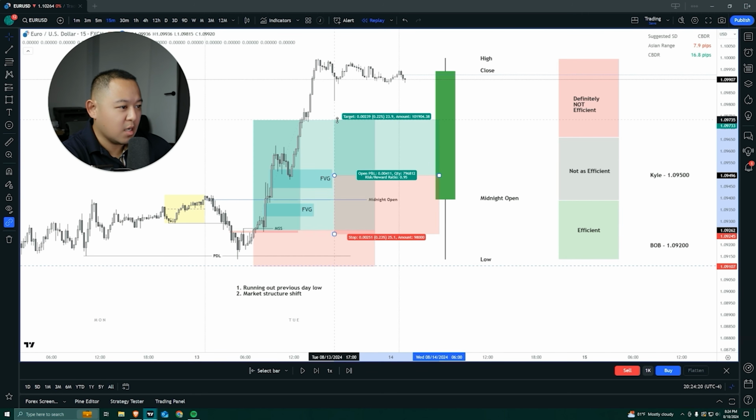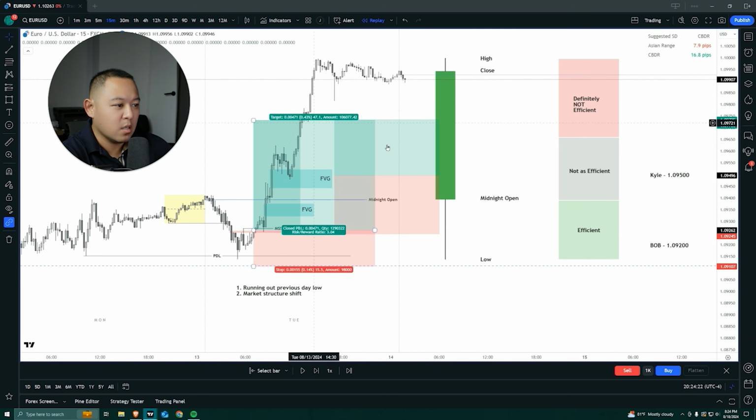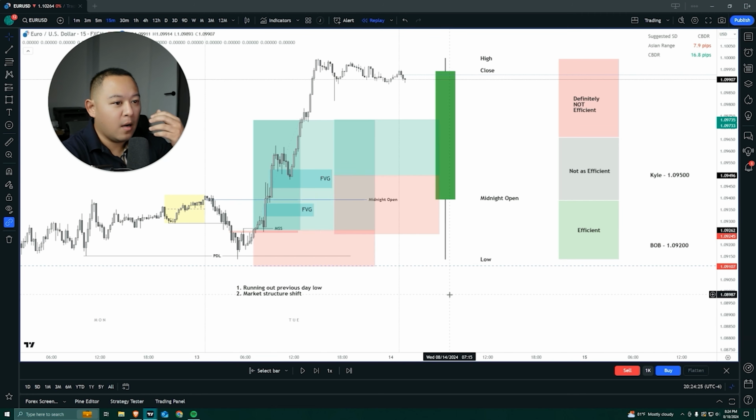Let's say I'm going to use the same target. I'm only getting a 1-to-1. All right, so not only am I at greater risk because look how wide the stop is, my chance of success actually goes down because there's not enough room for that candlestick to run.